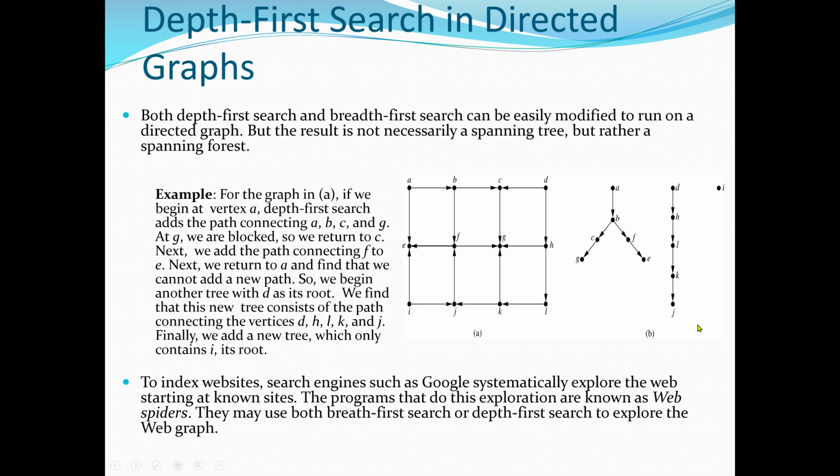To index websites, search engines such as Google systematically explore the web starting at a known site. The programs that do this exploration are known as web spiders, or sometimes the term crawlers is used. The idea is an algorithm that makes it possible for the Google search engine to start from one web page, move to the next, and from the next to the other, etc. To index websites, we need to visit all the websites.